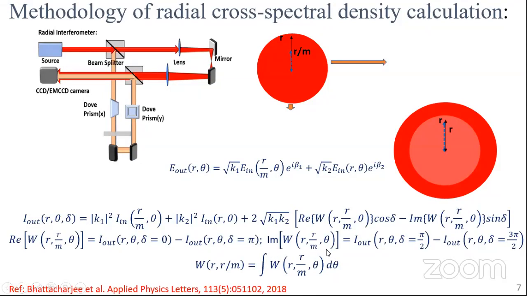To introduce this delta phase between these two arms of the interferometer, we are introducing a geometric phase. This could be a wave plate. We might put a translation stage over here, but we need to introduce different phase differences delta in these two arms. So when we have W(R, R by M, theta), we just numerically integrate it over theta and get W(R, R by M). Now repeating this same process with 5, 6 M values, we can reconstruct our total two-dimensional W(R1, R2) function. I am not going into the details of the reconstruction.